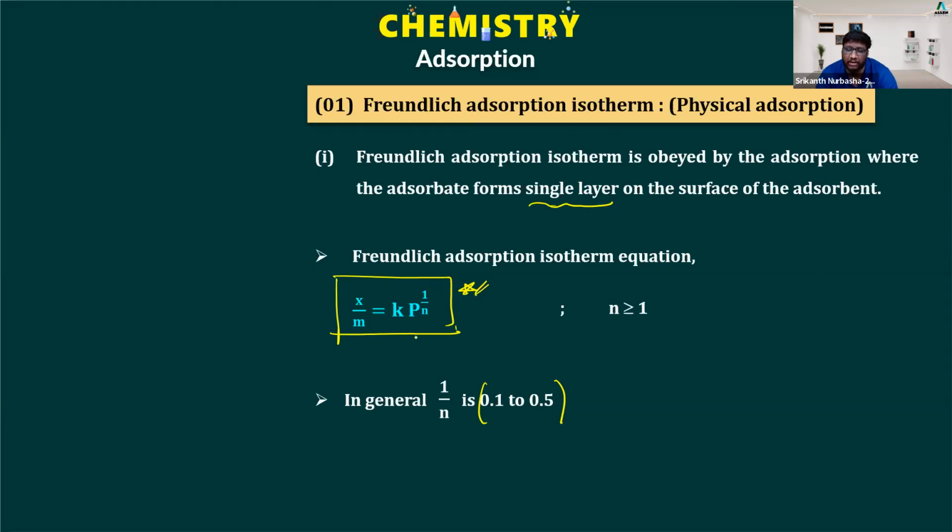This equation has been given by looking at the plot of x by m versus pressure. We have drawn the graph. So no mathematical equation is given first and then the graph plotted. That is not the way you have to study physical phenomena happening in nature. They were observed experimentally. Whatever observations we made, we plotted in the form of a graph. From the graph, we try to develop the mathematical equation.